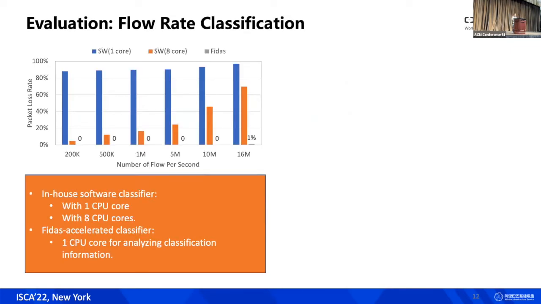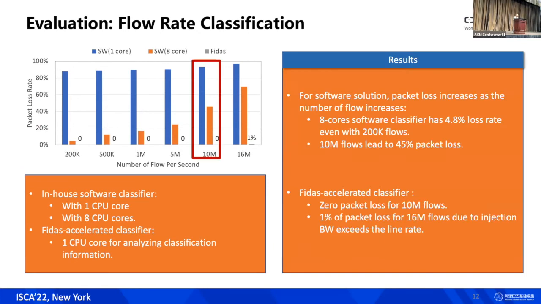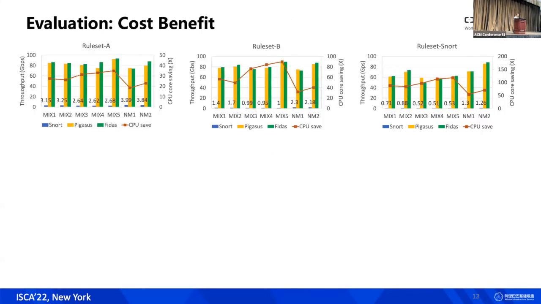Now, on flow rate classification, we also compare with a software classifier using one CPU and 8 CPU cores, while for our FIDAS solution, we use one CPU just to analyze the classification information. We can see that with our solution, even with 10 million flows, we can achieve 0 packet loss. Compared to the software solution, even with 8 cores and even with 200K flows, you still have a 4.8% loss rate. So it's a significant difference.